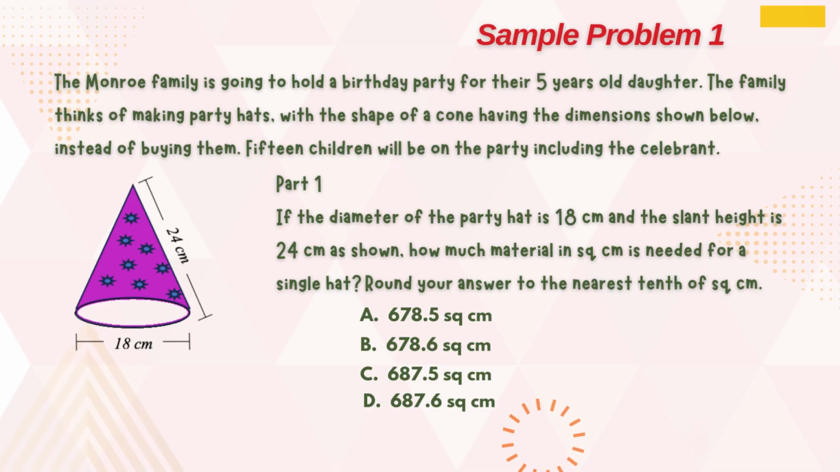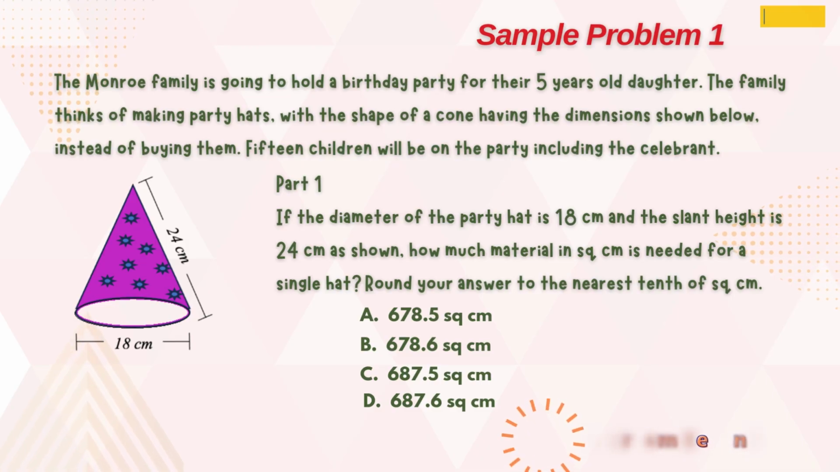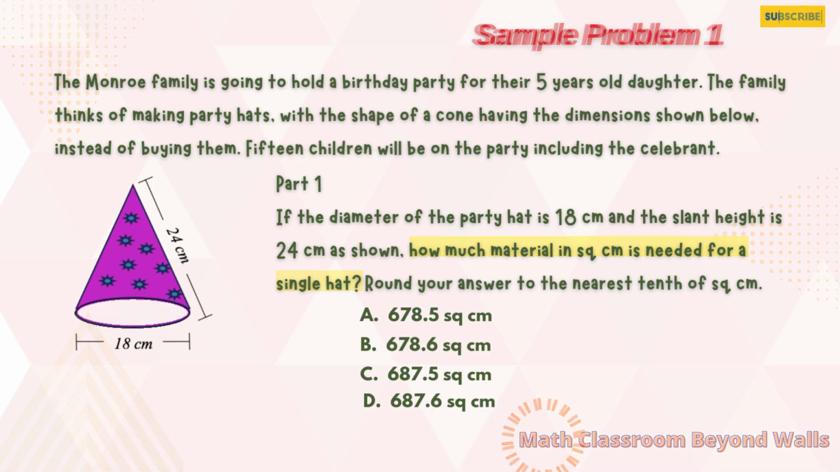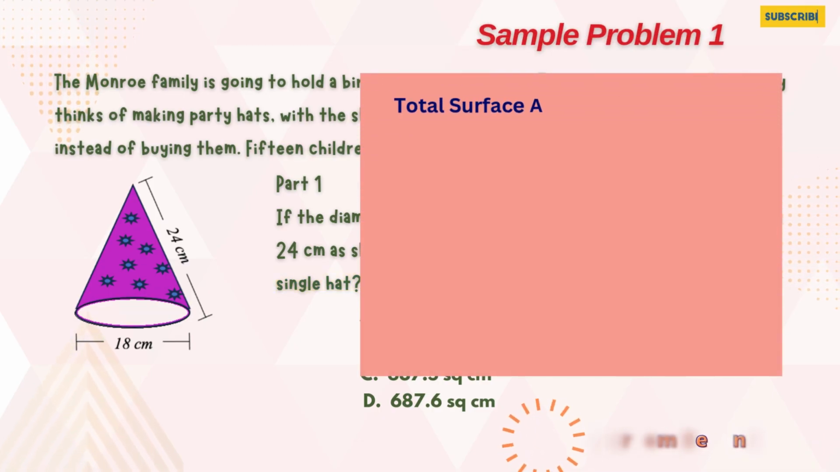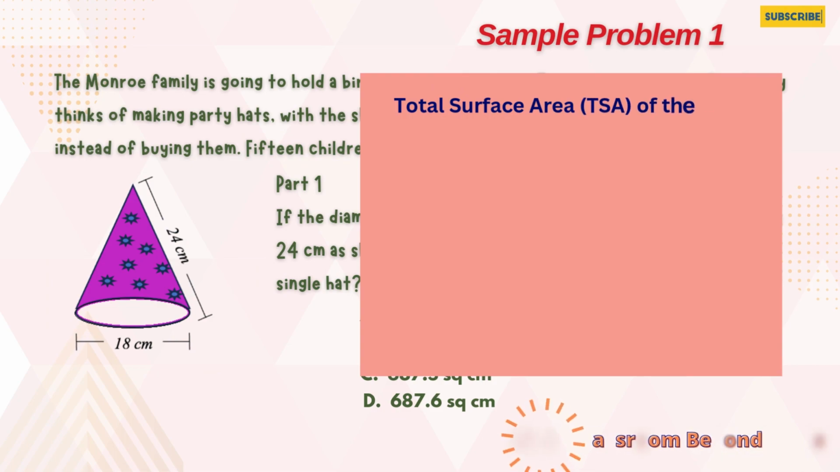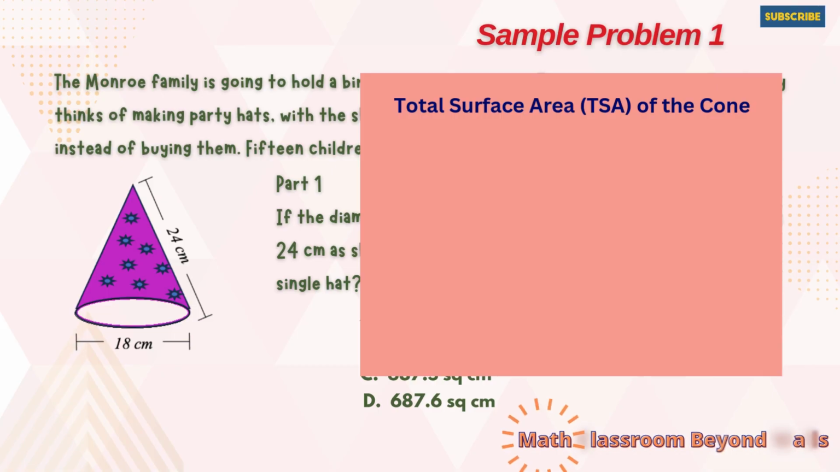The problem also states that there are 15 children who will be on the party. Okay, so we'll start with part 1 first. Here, we're to find the amount of material that is needed in making a single cone-shaped hat. This is the same as finding the surface area of the cone since the hat has the shape of a cone. Can you follow, learners? So let us then have the formula for the total surface area of the cone. Let's go.